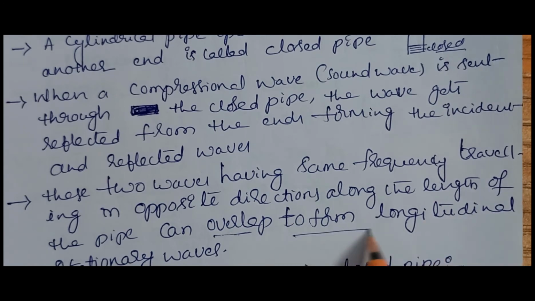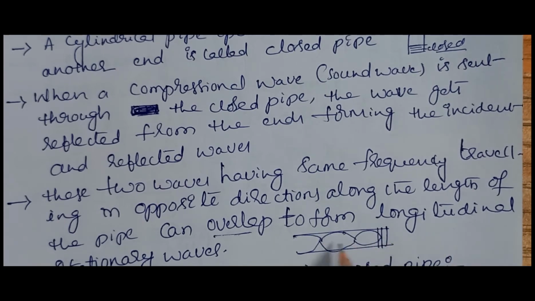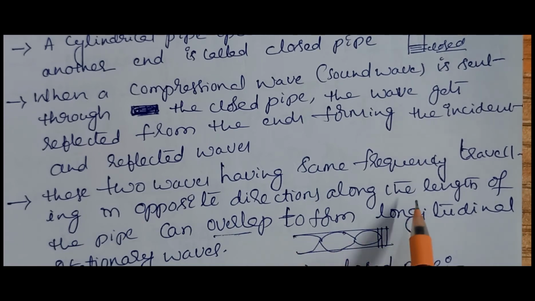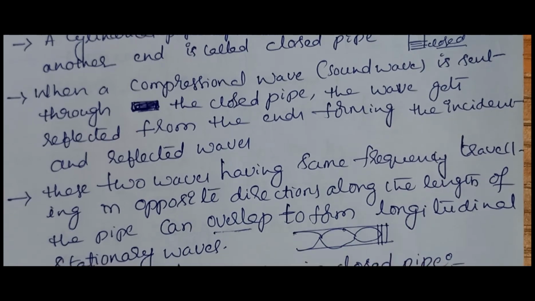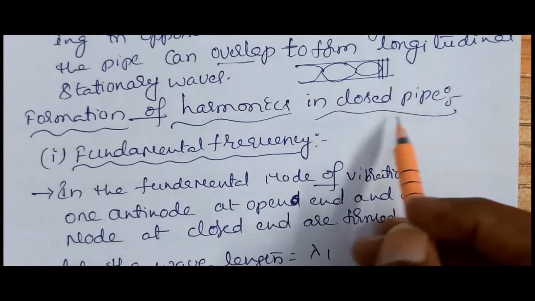So like this, it is a closed end, it is open end, longitudinal stationary waves like that are formed. So these waves are due to incident and reflected wave traveling in opposite direction along the length of the pipe in the air column. On overlapping, these are formed. Next, formation of harmonics in the closed pipe.